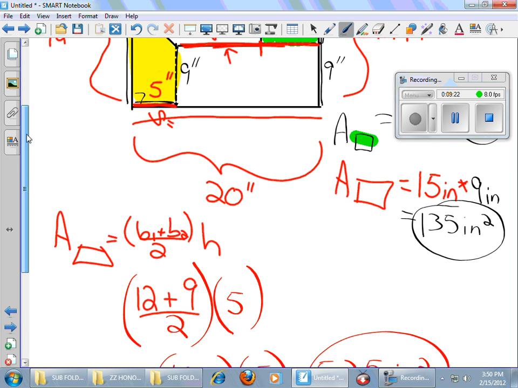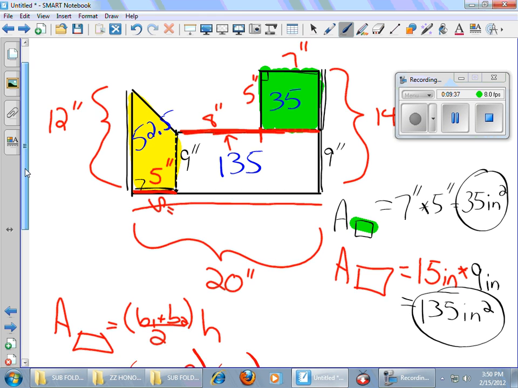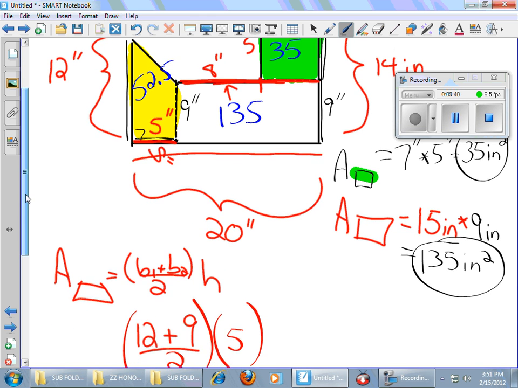Well, now I just need to add them together. See, I know that this one here, let me write all my areas in blue. Okay, this area is 52.5. This area is 135. And this area is 35. If I add up those 3 blue numbers, that would give me the area of the total shape.